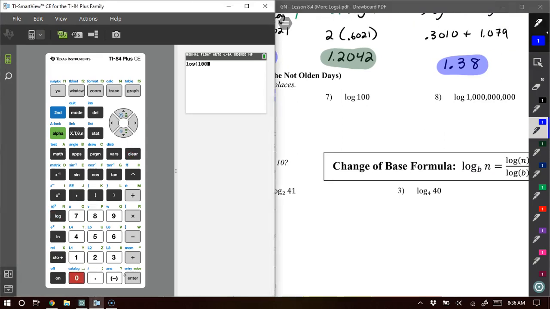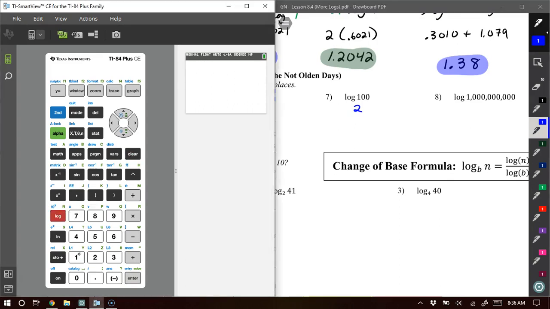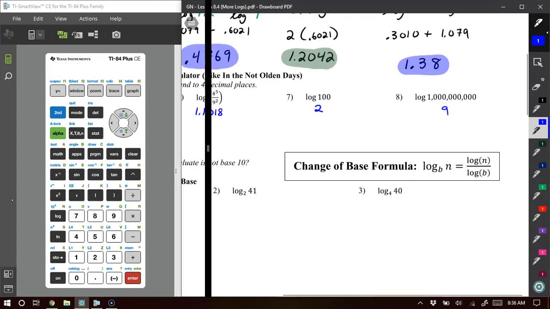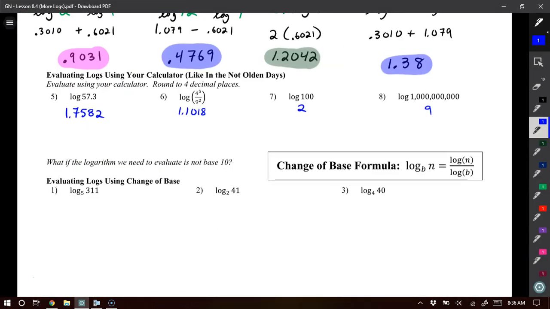Log of 100. It's 2. There's no need to round for that one. All right, so in this case, log of 1, 2, 3, 4, 5, 6, 7, 8, 9 zeros. I'm gonna hit enter. It's 9. No rounding is needed on that one. So this is how we are going to do it by using the calculator.